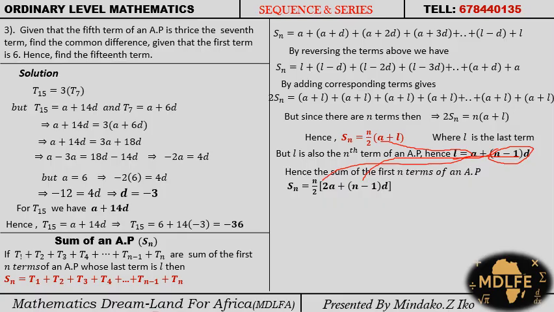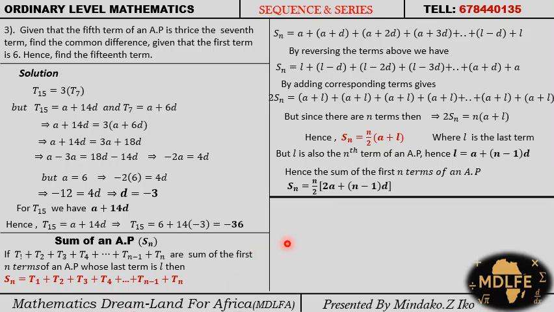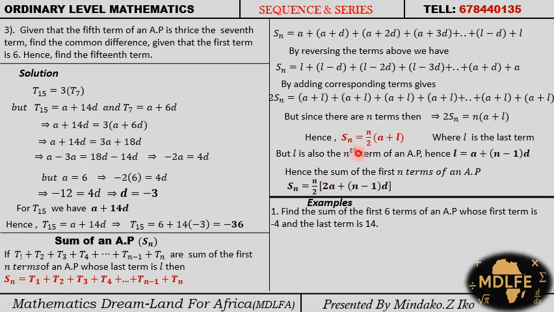So hence, the sum of the first n terms of an AP is given by this. We all know this formula. All right, let me clean our slides. So that is the sum. Let's look at some examples under what I just did.